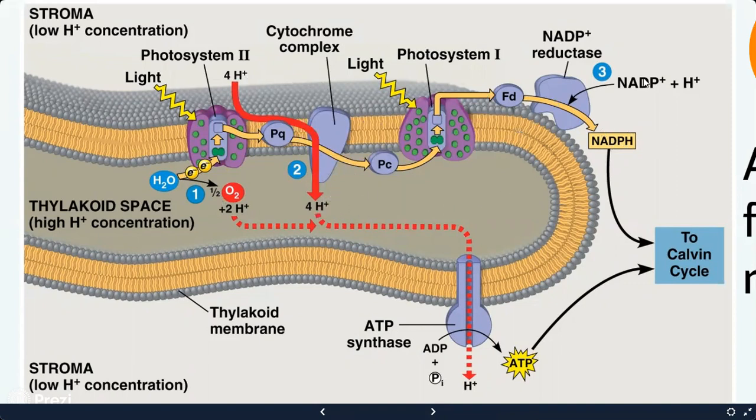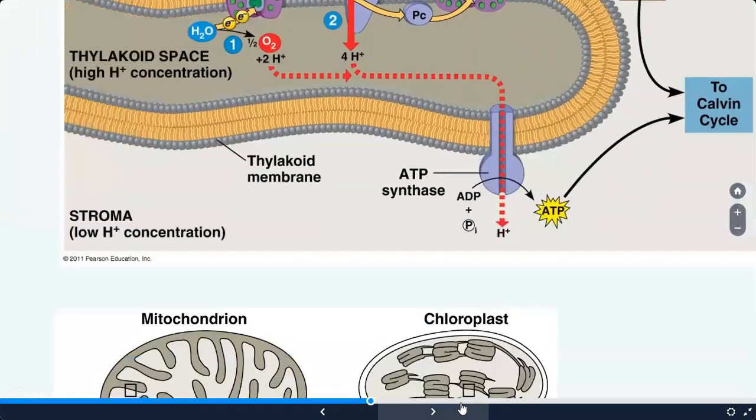The NADPH is made down here, and that moves on to the Calvin cycle. And here's the water, where the water is being split.